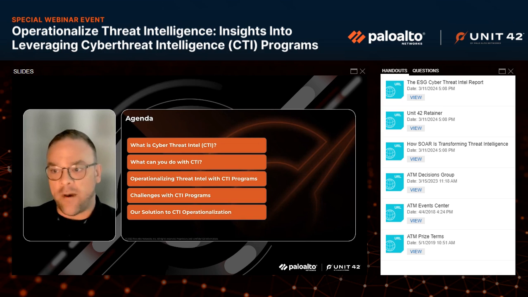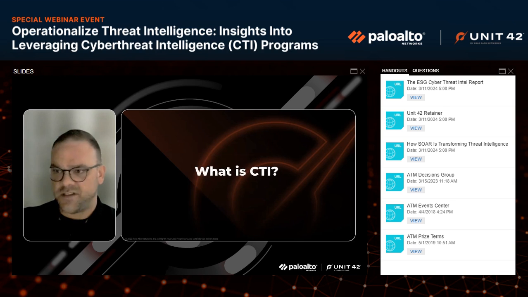We'll also talk about what it looks like to operationalize threat intelligence and CTI programs inside of your organization. We'll talk about the common challenges that are encountered with those CTI programs and the implementation of those programs. And then finally, Josh is going to walk through what our solution is to operationalizing that inside of your own organizational environment using some of our tools.